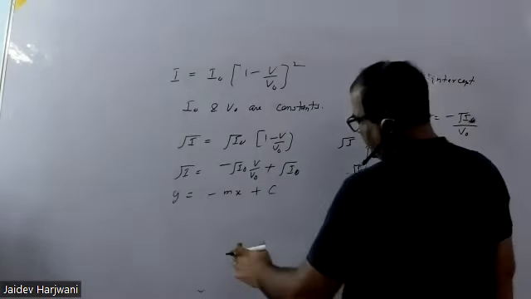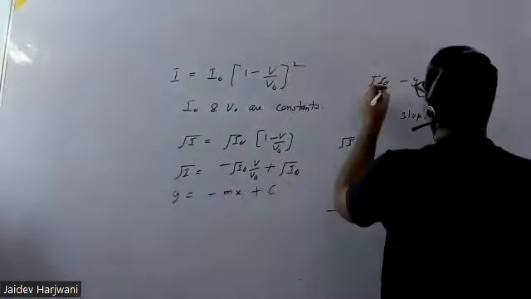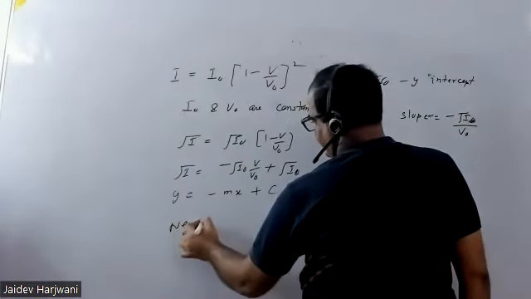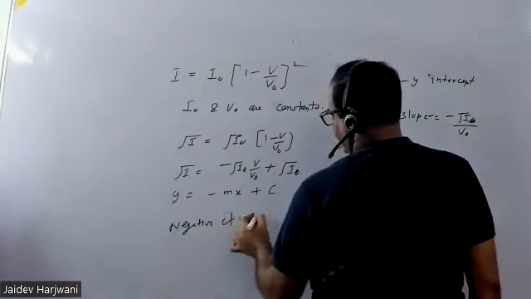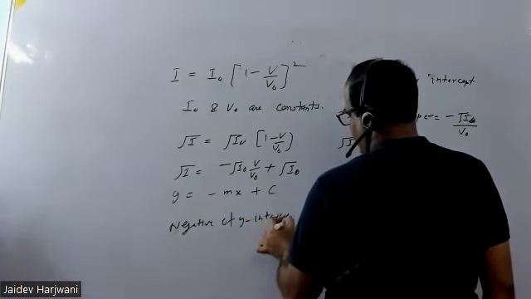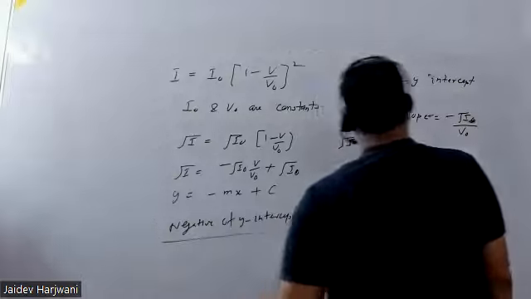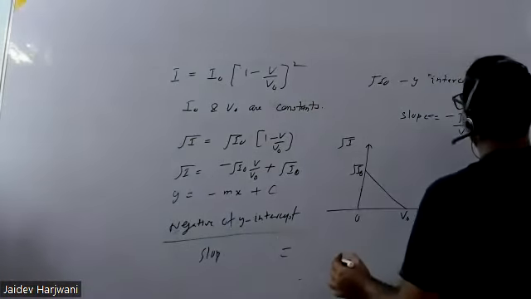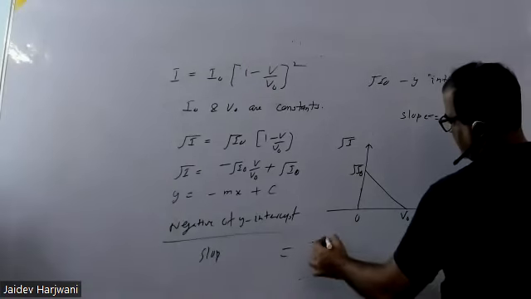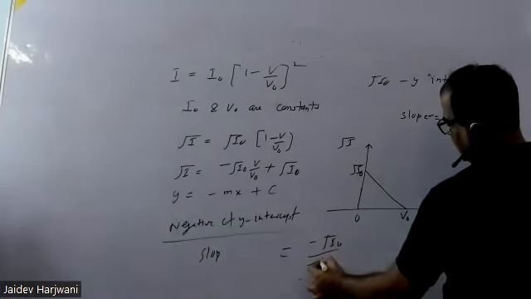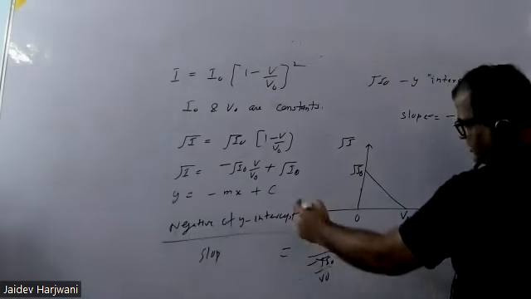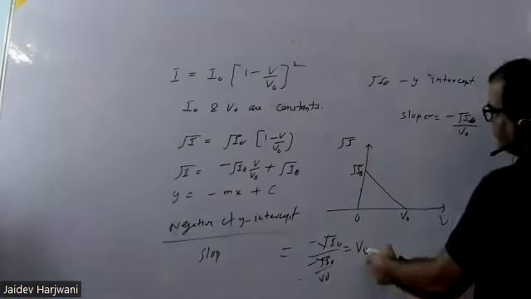if I take the negative of Y intercept, okay, to the ratio with the slope, that ratio will give me what? Minus I naught divided by minus I naught upon V naught. This ratio is also equal to V naught.